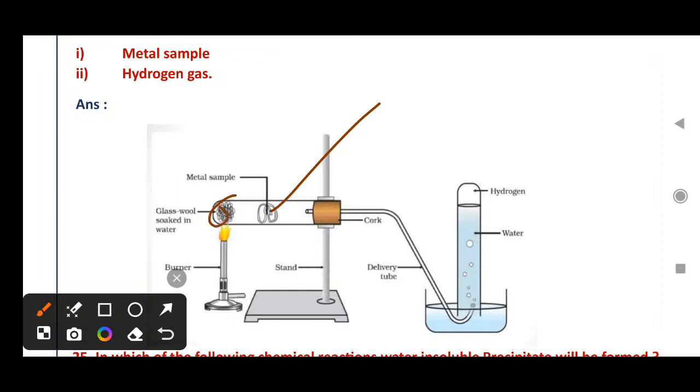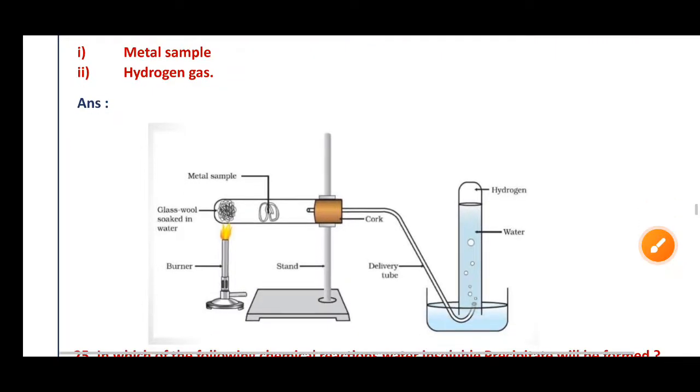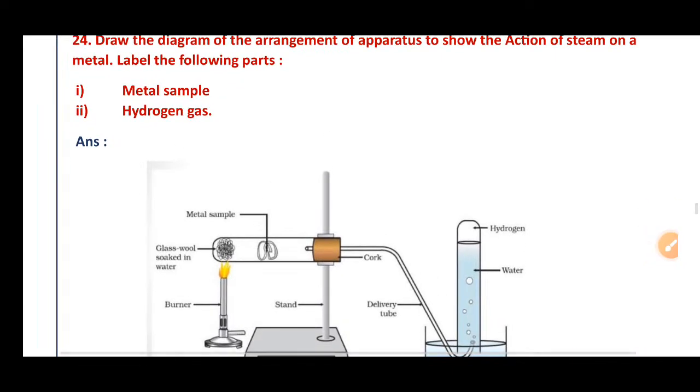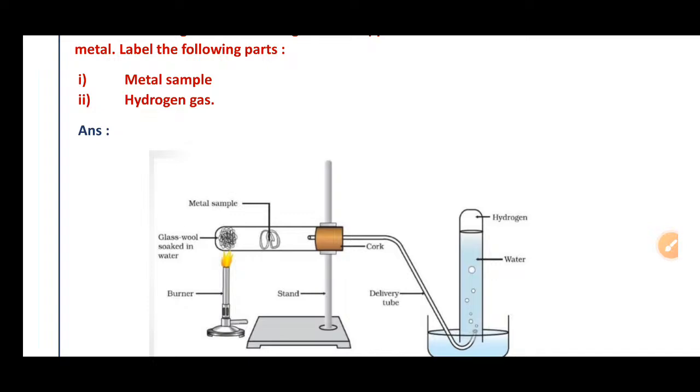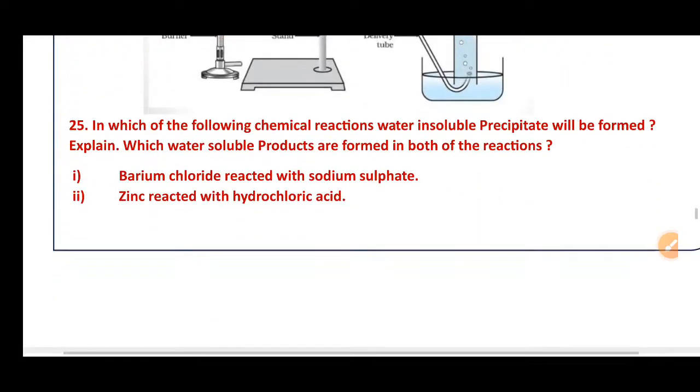whatever it contains of water, we heat with the help of a Bunsen burner. Then vapor comes in contact with the metal, and metal reacts with that vapor, and it forms a hydrogen gas. That hydrogen gas, with help of delivery tube, forms bubbles in the inverted test tube, and those bubbles are collected here. That's a hydrogen gas. Okay, that's why this is the simple apparatus they asked to draw. Okay, only they asked to mention 2 parts: metal sample and hydrogen gas. Okay, for this 3 marks.